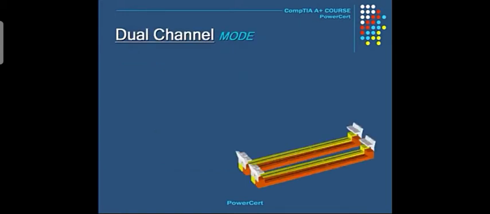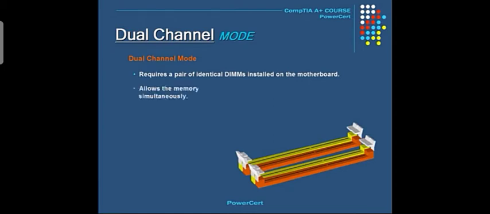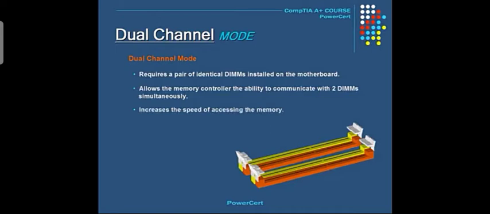To meet the higher demands of faster processors and memory controllers, a new technology was developed called dual channel mode. Dual channel mode requires a pair of identical DIMMs installed on the motherboard, which allows the memory controller the ability to communicate with 2 DIMMs simultaneously, which increases the speed of accessing the memory.